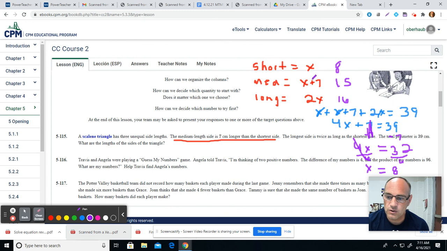Once you're done with that, then you have a worksheet to do for homework, which is solving equations. Any questions, let me know.